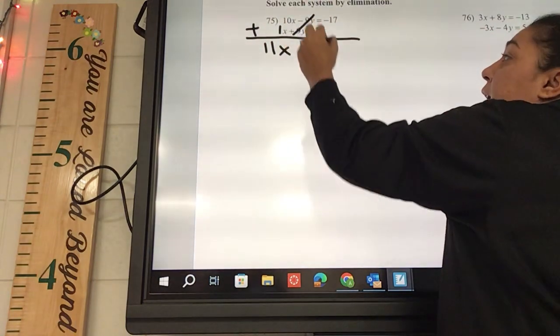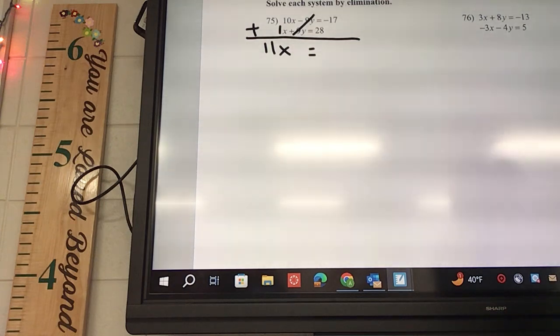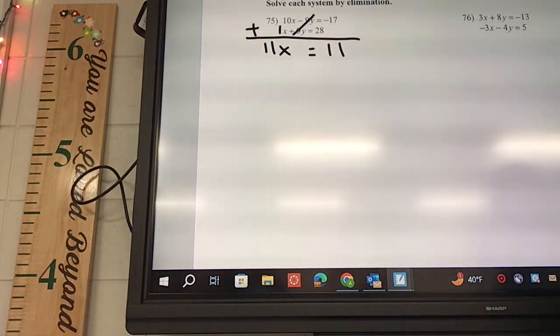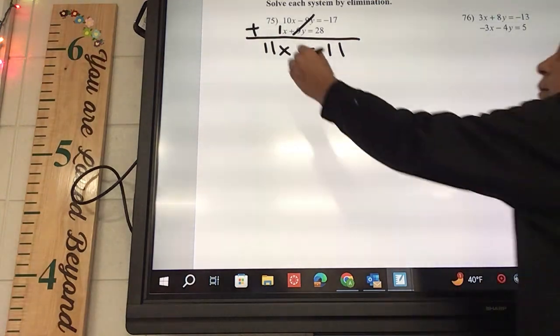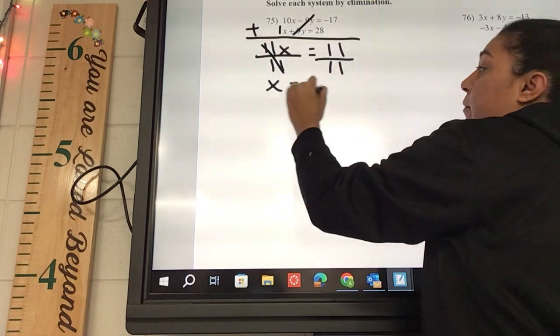The 9's cancel, and then negative 17 plus 28. I don't know what that is. 11? 11, yeah. And so from here we can divide, and so my x equals 1.